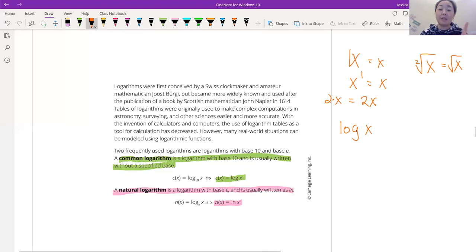All right, so if we just say log x, and I don't say what the base is, we assume that it is 10. Log base 10 of x is just log x. This is what we're going to use most often. Log x. And some calculators only have log x.